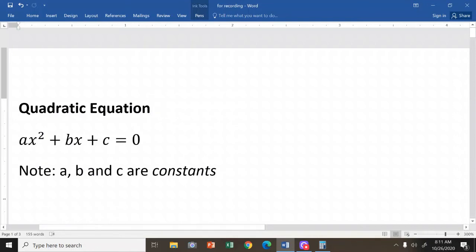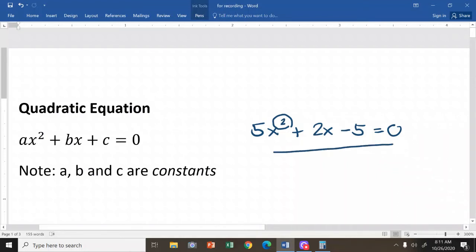So, bigyan ko kayo ng example. Okay, so for example, meron tayong 5x squared plus 2x minus 5 equals 0. So this one is an example of a quadratic equation, kasi yung kanyang variable, ang highest exponent is 2. Dun mo siya malalaman. Yung pagkakasulat ko, this one is according to the standard equation.